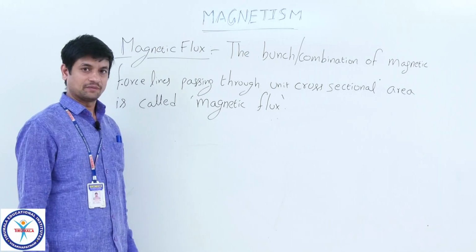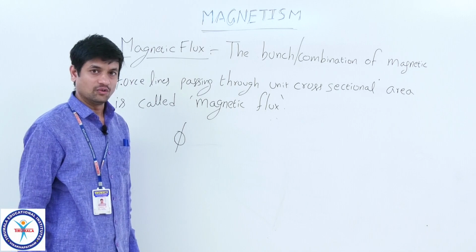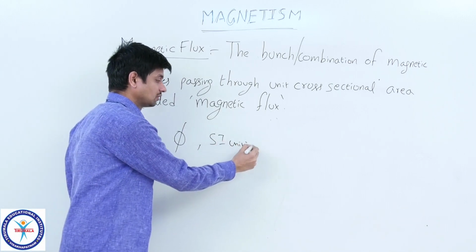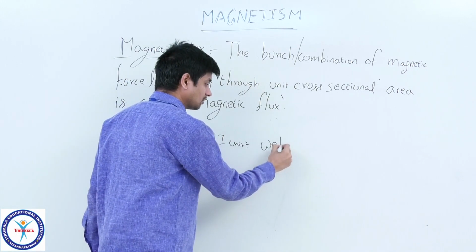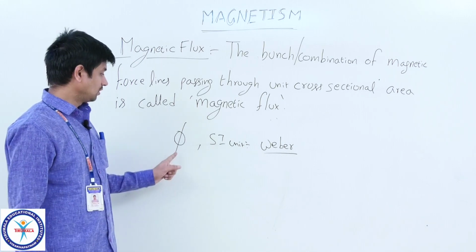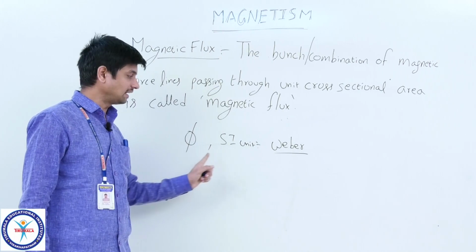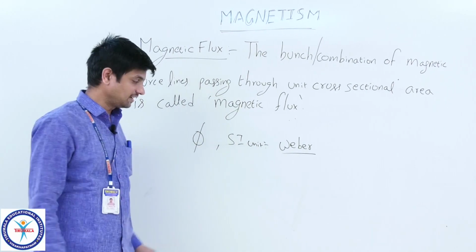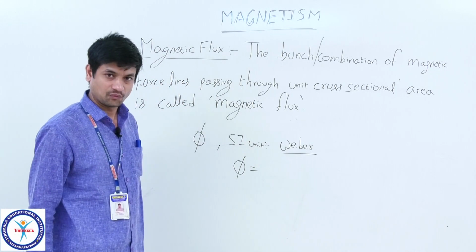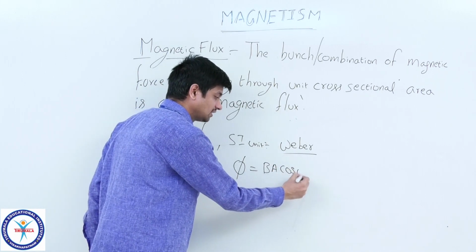This magnetic flux physical quantity is denoted with phi. What do we call it? Phi. Its SI unit is named after one of the scientists, Weber. So, the magnetic flux denotation is phi, its SI unit is Weber, and the formula to calculate it is phi equal to B A cos theta.